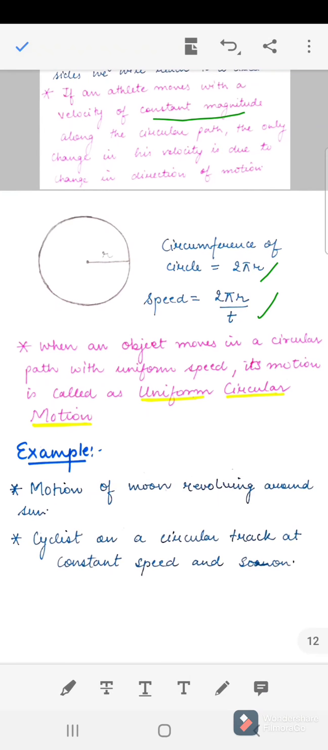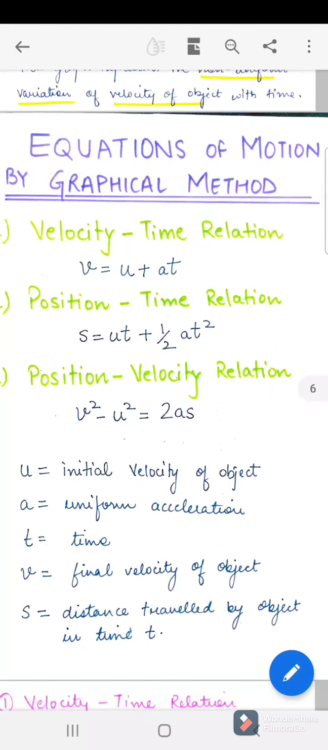When an object moves in a circular path with uniform speed, its motion is called uniform circular motion. Examples are the motion of the moon revolving around the sun and a cyclist cycling on a circular track at a constant speed. I hope this video was helpful for you all.